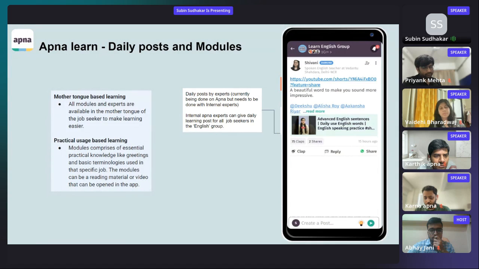The third one is, like how my fellow participants have mentioned, the daily post. So here there can be groups for which the English skills are matching for similar jobs. And only the experts can be posting the learning, what needs to be learned, daily.